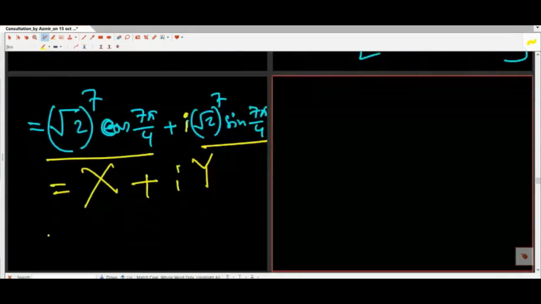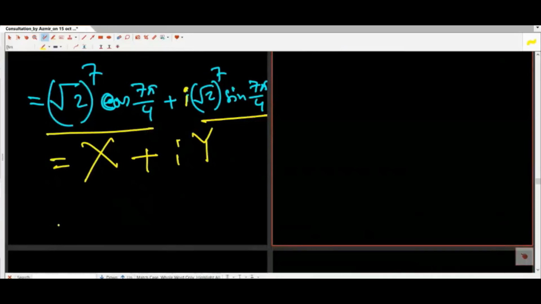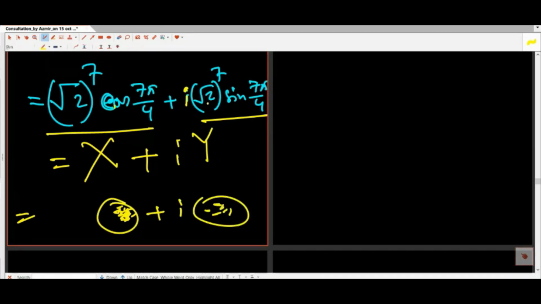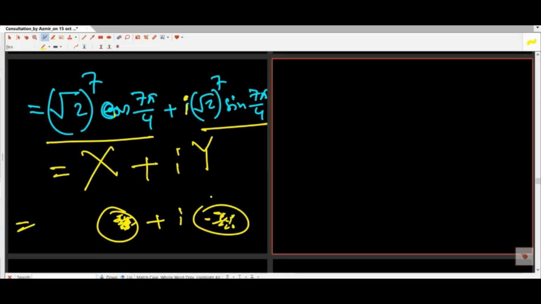Okay. So we can also find the decimal value if we want, because cosine 7 pi over 4 will take a decimal value. Always work with radian and then multiply root over 2 power 7. You will get, let's say, something plus i root over 2 power 7 with sine 7 pi over 4. So this is what we can understand from this concept.